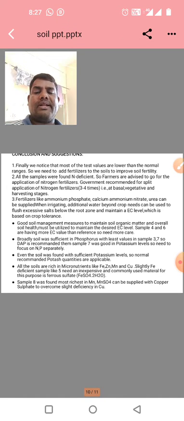All the soils are rich in micronutrients like iron, zinc, manganese, and copper. For slightly iron deficient samples like sample 5, an inexpensive and commonly used material for the purpose is ferrous sulfate. Sample 8 was found lowest in manganese. Manganese sulfate can be supplied, and copper sulfate can be supplied to overcome slight deficiency of copper.